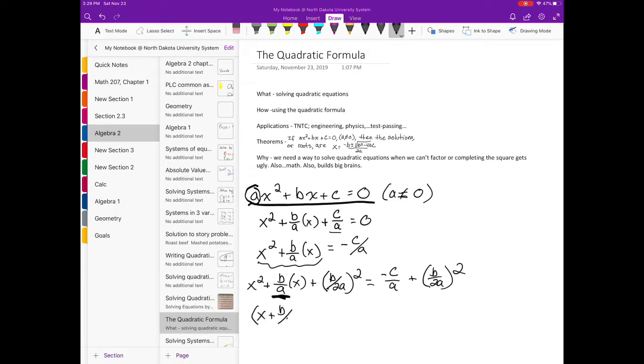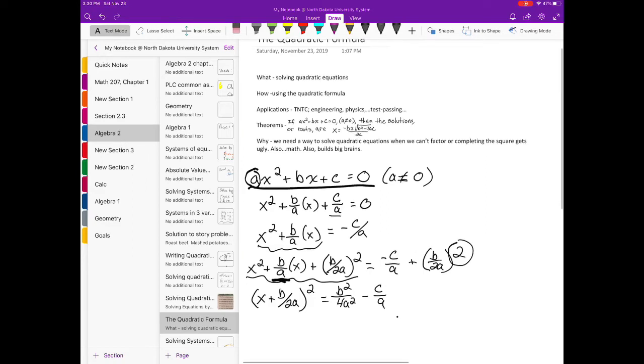All right, x plus b over 2a, right? We can factor this now. It's a perfect square trinomial, and we can factor it to this form. Set it equal to, I'm going to actually apply my exponent to this term and get b squared over 4a squared. And we still have our minus c over a.